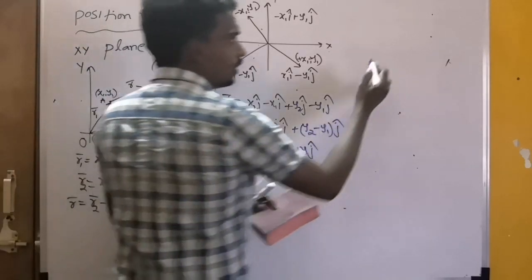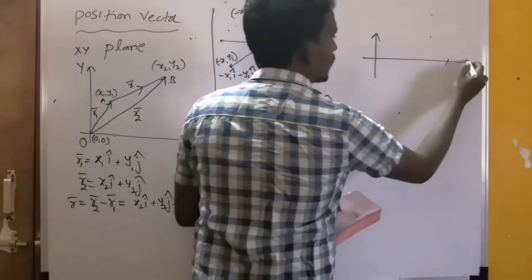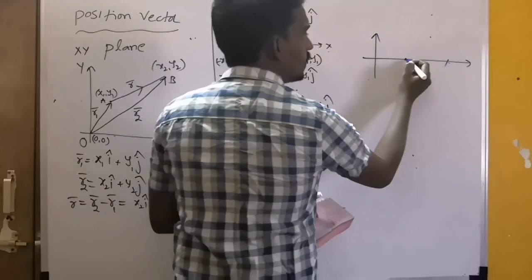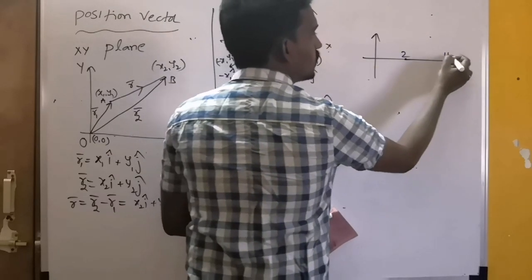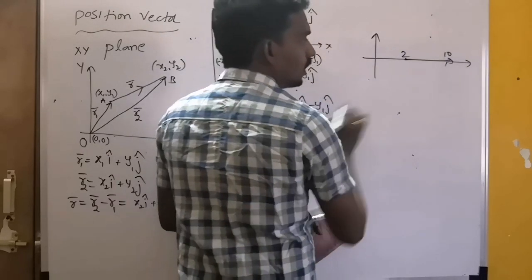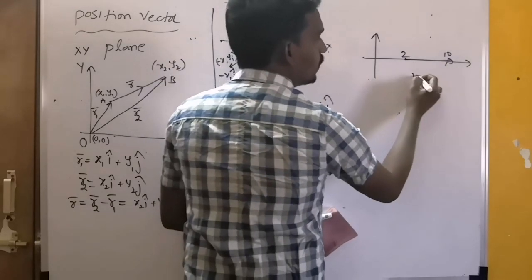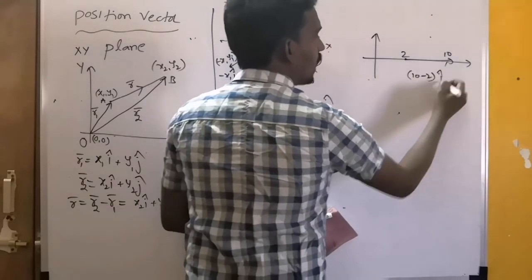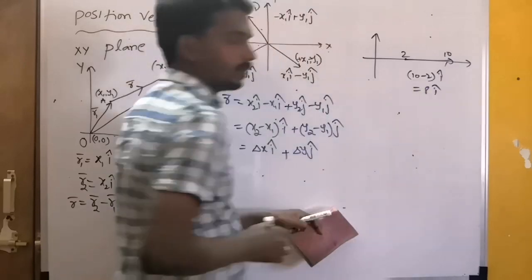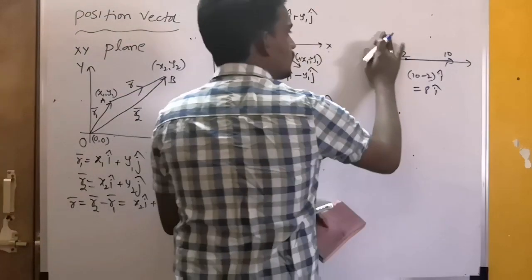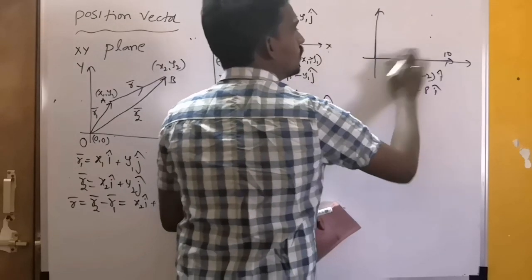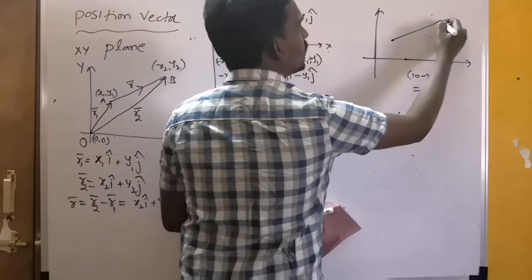Like for example, this is y axis, this is x axis. Now the particle is here and it went to here, where this is 2, this is 10. So delta x is 10 minus 2 i cap, 8 i cap. What is that? Displacement.